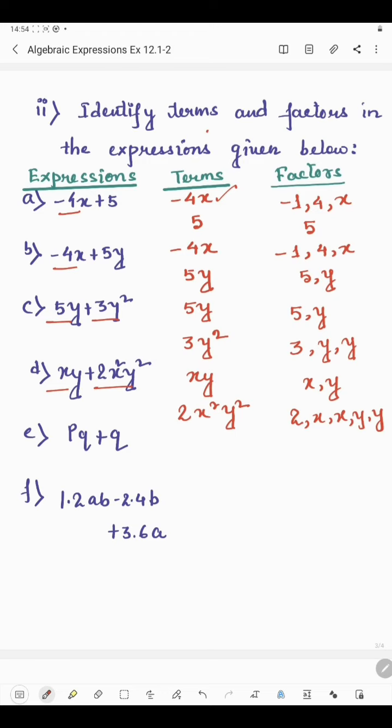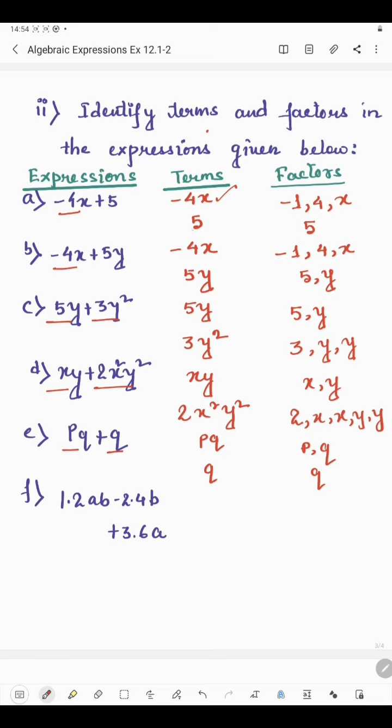Okay. Now coming to the E part. In the E part we have PQ and Q. Two terms are there. Okay. So PQ and Q. Now here, how have we got PQ? By which numbers have you multiplied to get this term? It's P and Q, because when you multiply P and Q, you will get PQ. And the factor of Q is Q itself.